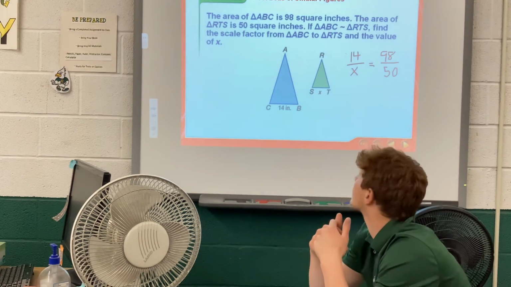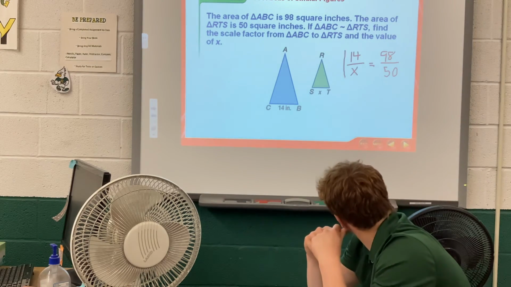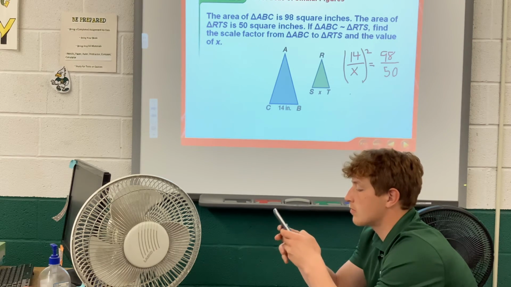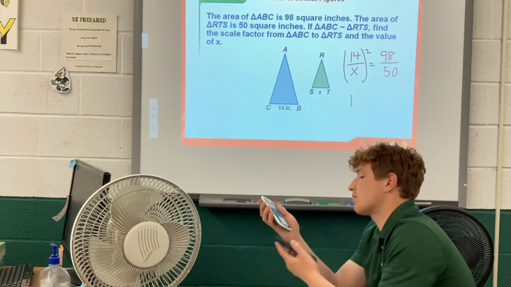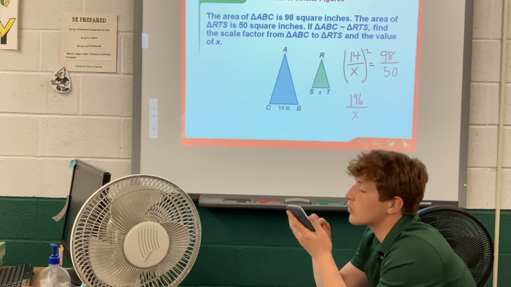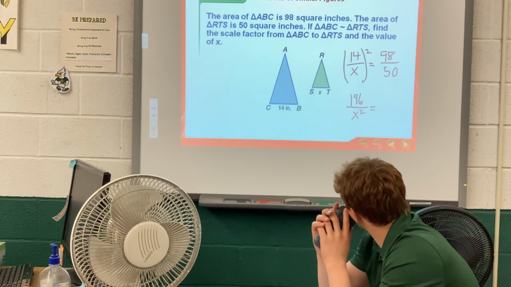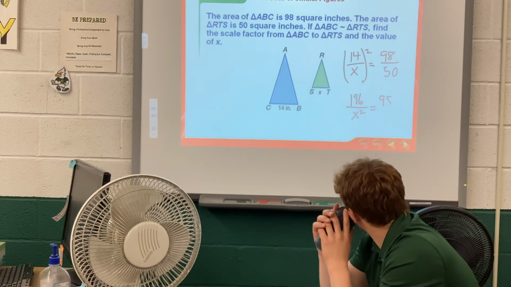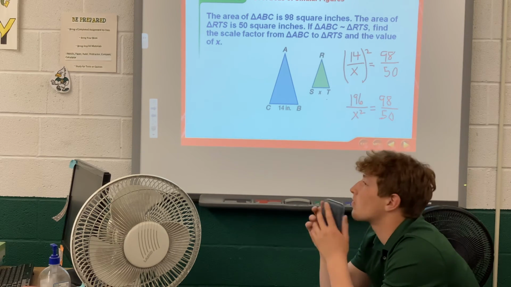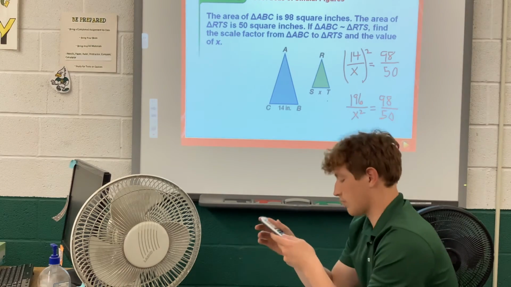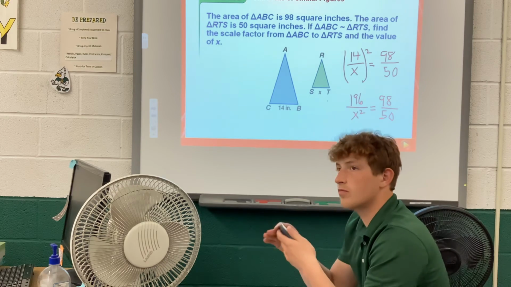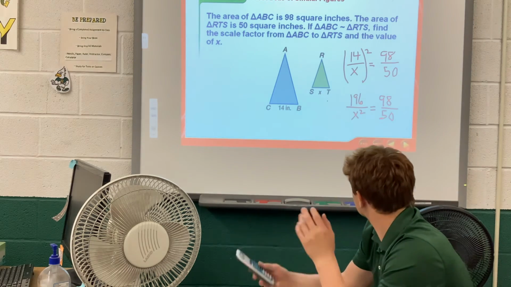Okay, now what did we say we had to do over here though? Square. Okay, so we want to come back over here and square this. So when you do this, what's 14 squared? 196. So we're going to say 196 over x squared, and then we keep our fraction. Is everybody good and see why we did that? Why are we doing this again? Because we said if we're dealing with an area, you have to take that scale factor and square it. So even though we don't know the scale factor, we have to take the portions of the scale factor that we know and square it.